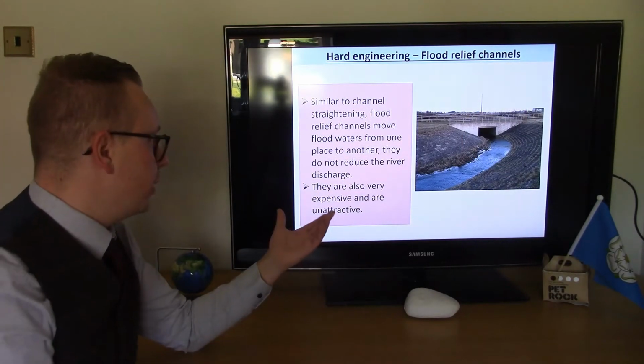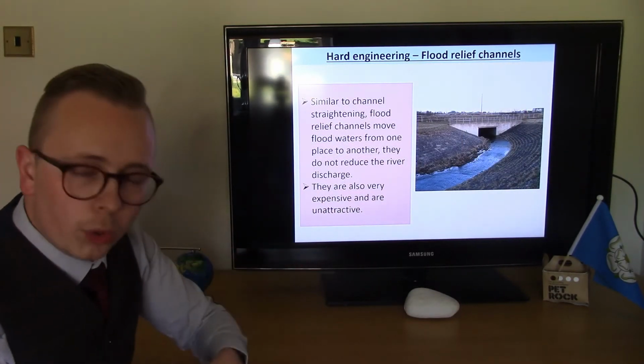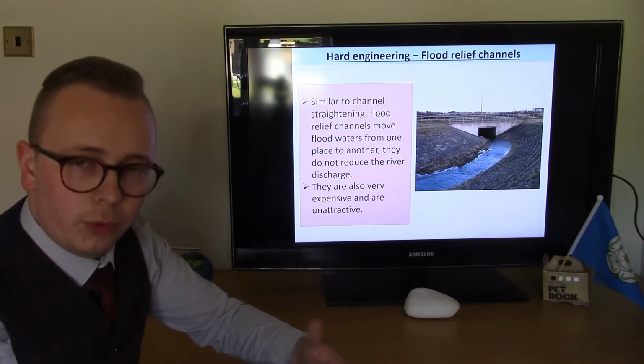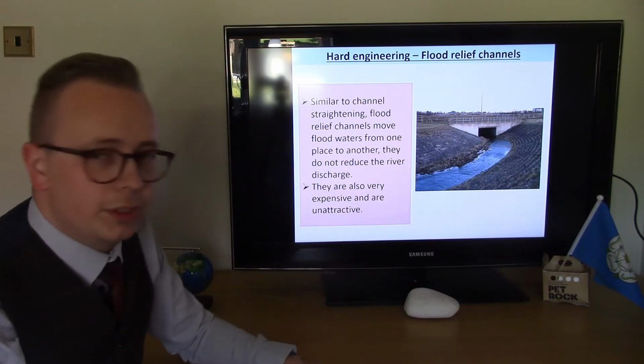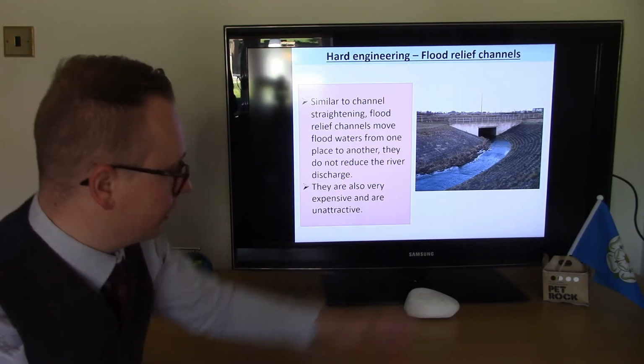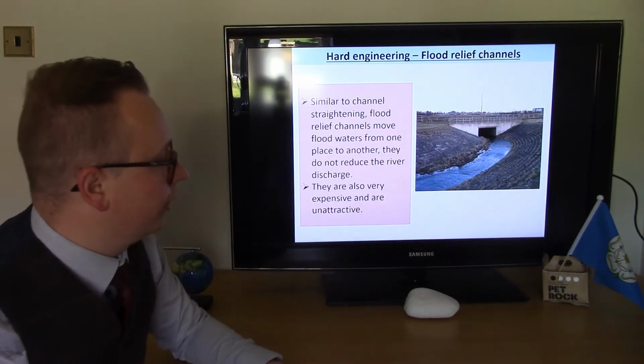Now, similar to channel straightening, that's only moving water from one place to another, so it's not stopping flooding, it's just moving the problem on to somewhere else. And again, it's a very expensive project and rather unattractive, particularly with these concrete lined channels.